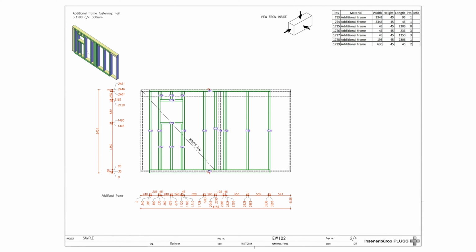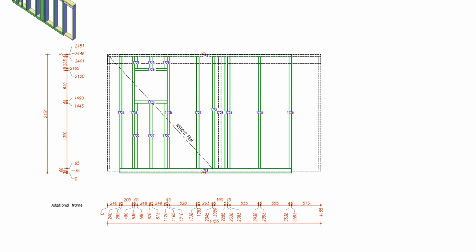In the second technical drawing, where installation of the additional frame is showcased, we see some additional remarks for the vapor barrier. The drawing shows that there are some specific areas where no vapor barrier is needed. See that written on the drawing. Accordingly, the vapor barrier needs to be installed from 2,045 millimeters up to 4,155 millimeters.